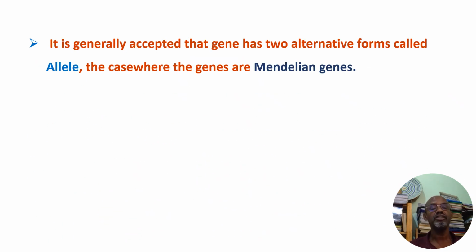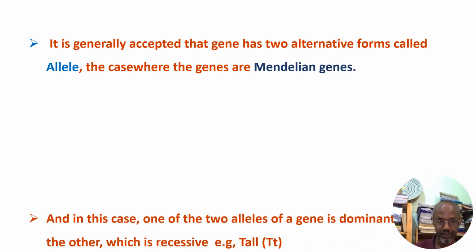It is generally accepted that a gene has two alternative forms, alleles. As far as Mendelian genetics is concerned, just one gene is represented by two different forms or alleles, two forms of a gene. This is known as dualism, Mendelian dualism. In his experiment on Pisum, Gregor Mendel encountered this phenomenon when one gene is represented by two different alleles. This is Mendelian genetics.